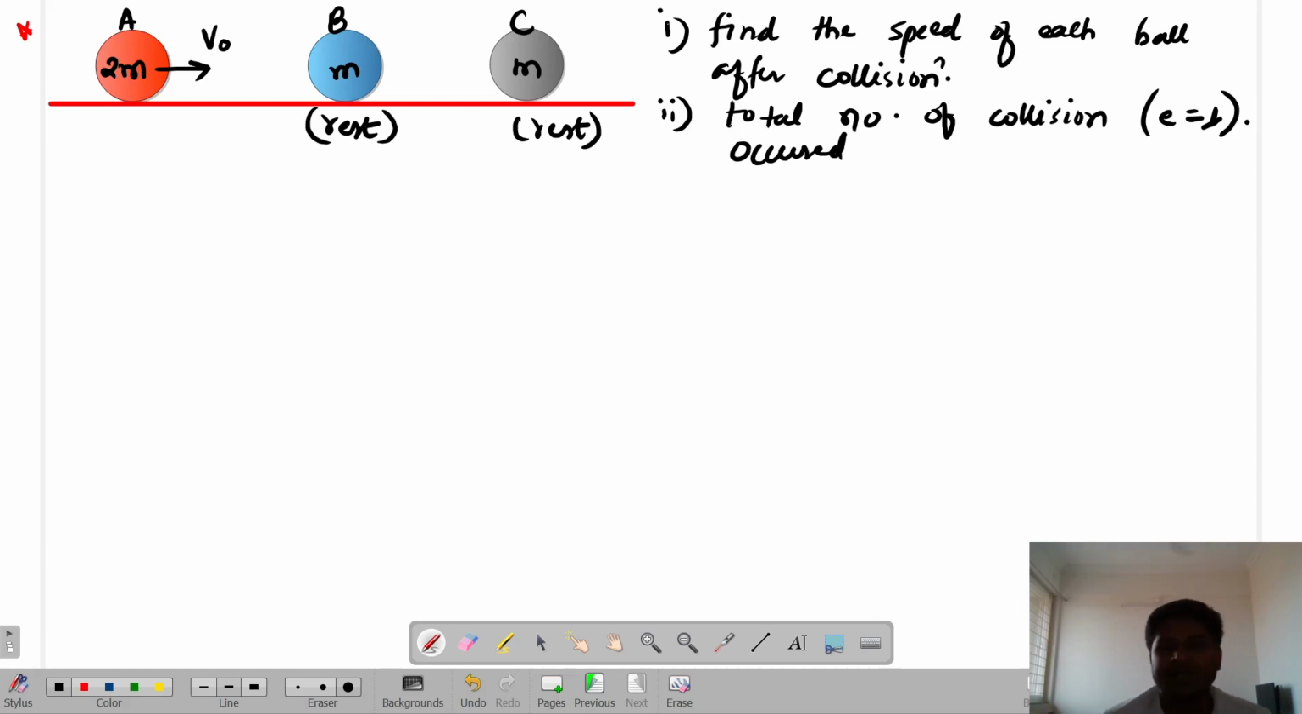Means this is a, sorry. Perfectly elastic collision, isn't it? So tell me what happens.